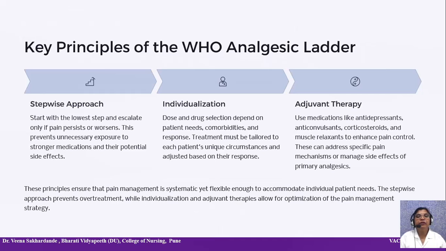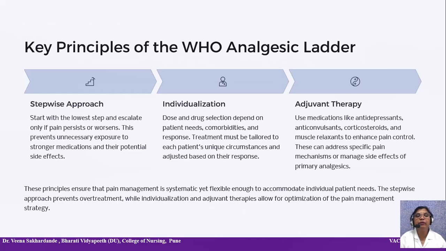Then there are key principles of the WHO analgesic ladder, mainly stepwise approach, individualization and adjuvant therapy. Stepwise approach, again step 1, step 2, step 3: mild, moderate, severe. As per the step, we have to treat the patient for pain management. Individualization means there will always be individual differences, like comorbidity, tolerance power, pain relief, diversional therapy. It depends on the patient. Adjuvant therapy means along with the other drugs, antidepressants or anticonvulsants, patients are given the analgesics.